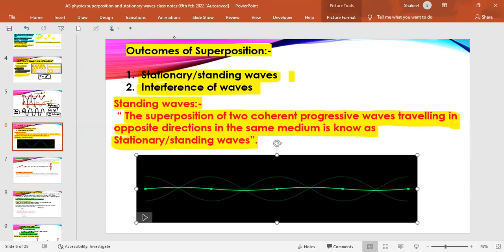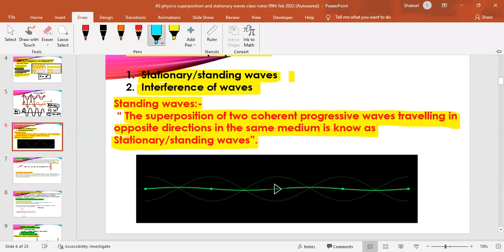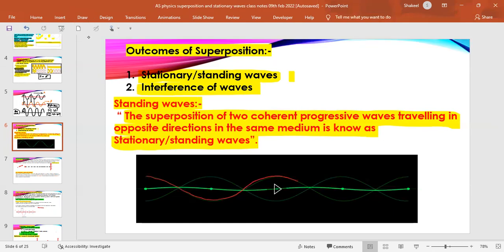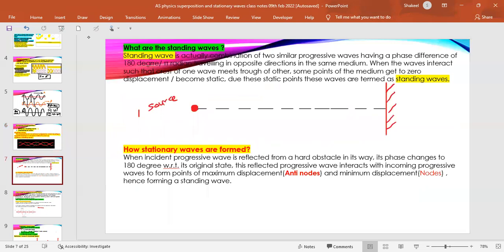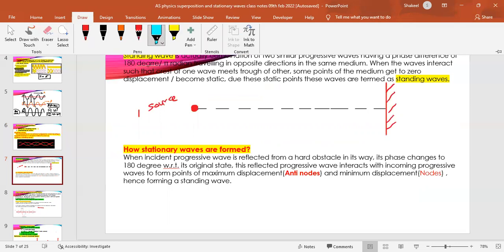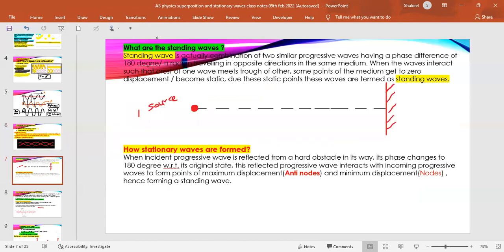Okay, you can see here that these are the two waves. This is the first wave, and this is the second wave. So these are interacting with each other and they are forming the standing wave. So in this image, right now, a standing wave is being formed. Okay, so what are the standing waves and how they are formed? This is very important. This question often comes: what are the standing waves and how are they formed?